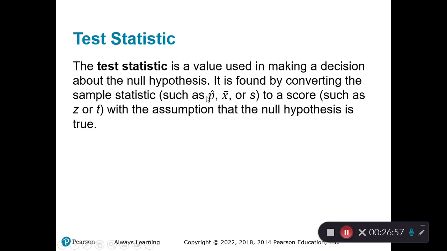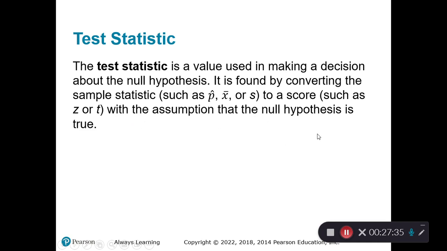So if we're talking about a proportion, it's going to be calculated from the sample proportion. If we're talking about testing a claim about a mean, then it's going to be calculated from the sample mean. We will not be performing tests regarding standard deviation, so we're not going to worry about a sample standard deviation, but it's snuck in here in our notes. All right, so the z statistic or the t statistic is a calculation from our sample result with the assumption that the null hypothesis is true.